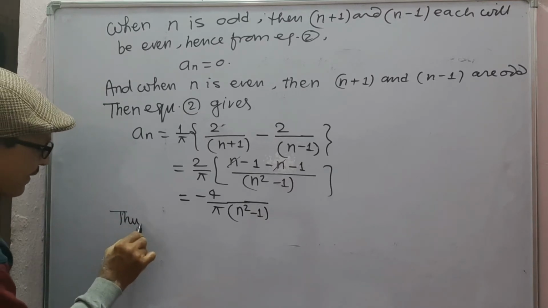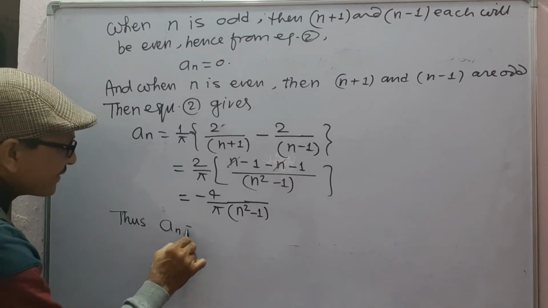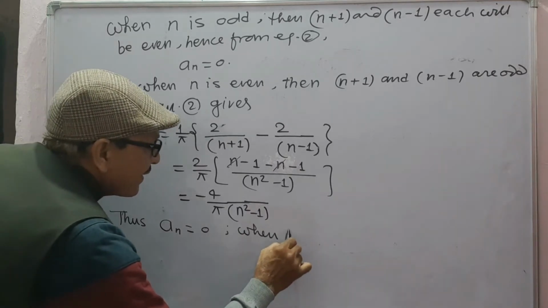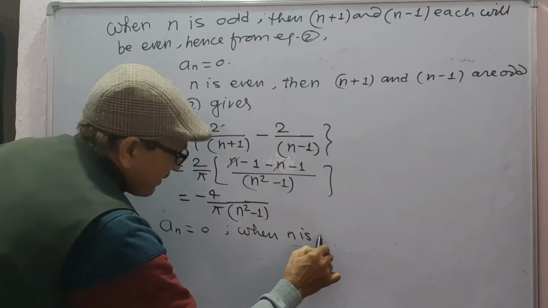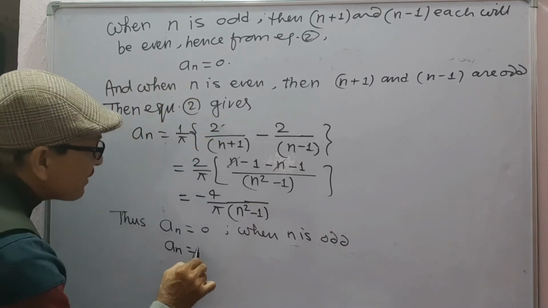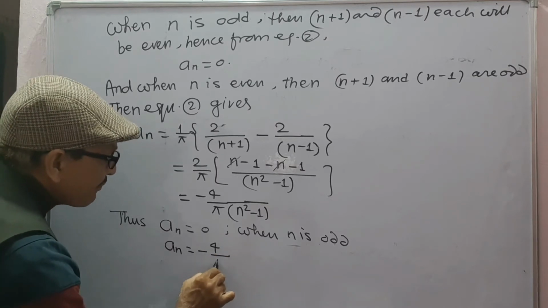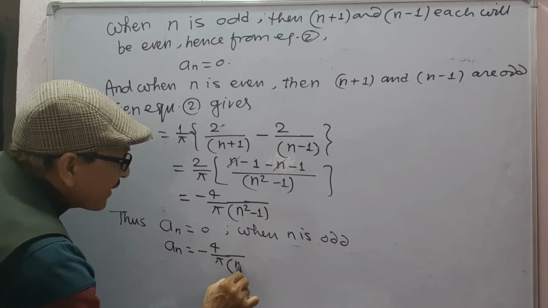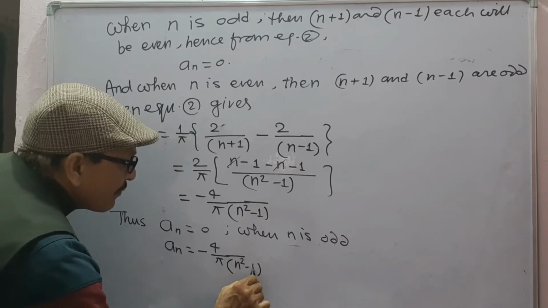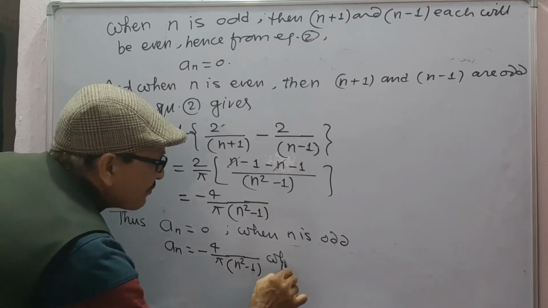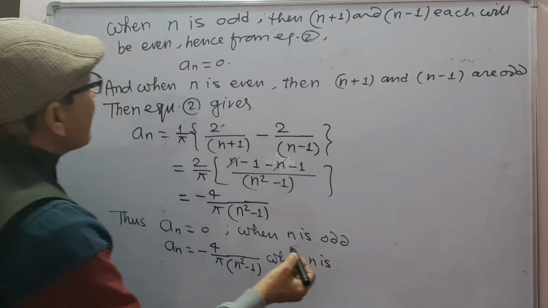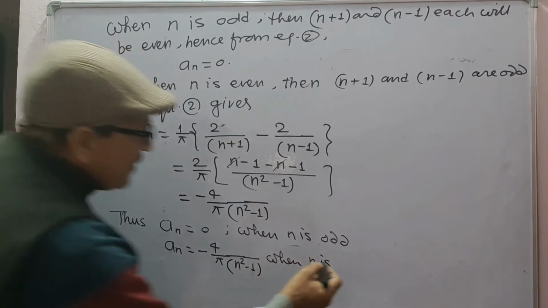Thus a n is 0 when n is odd. a n will be minus 4 upon pi (n square minus 1) when n is even.